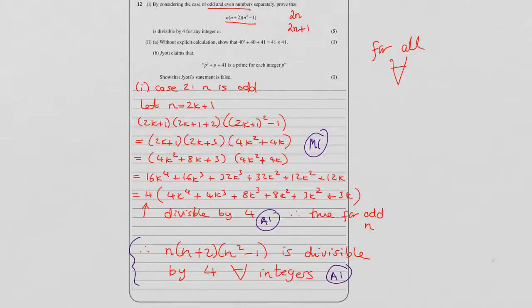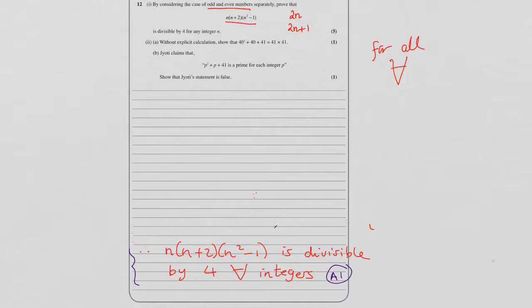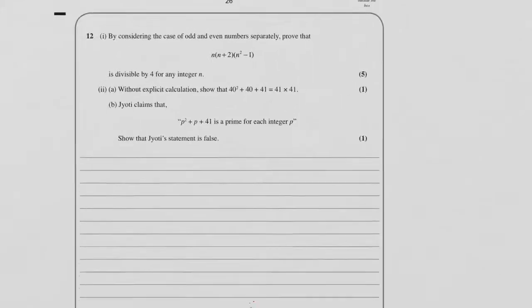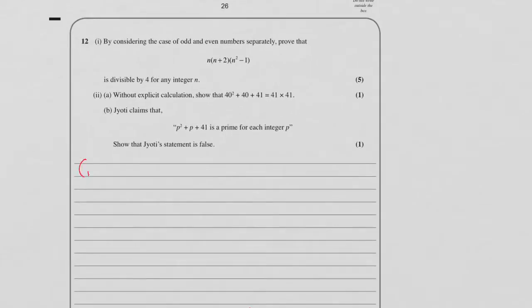Okay, second one, bit of a weird question, I've got to say. Okay, part 2. Without explicit calculation. Okay, so it just means don't actually multiply here. Try and do a little bit of manipulation, a bit of factorising, that kind of thing.